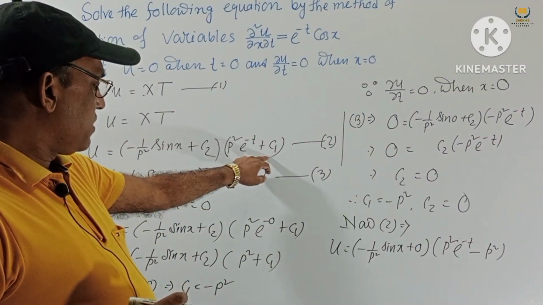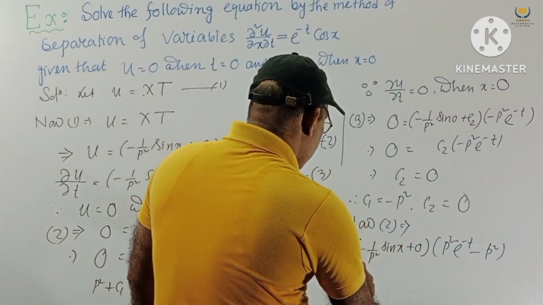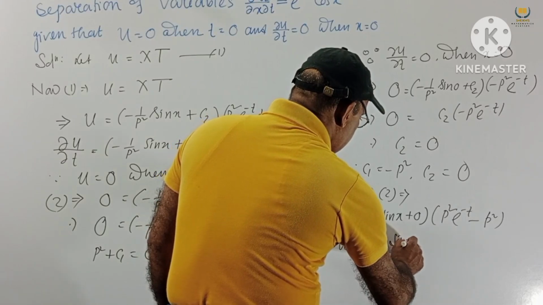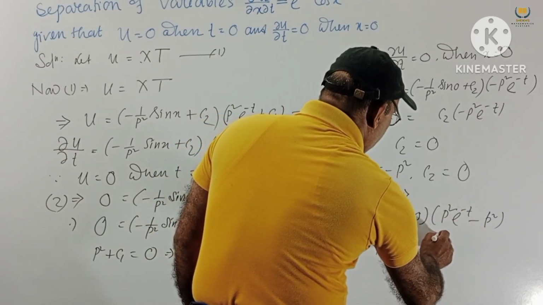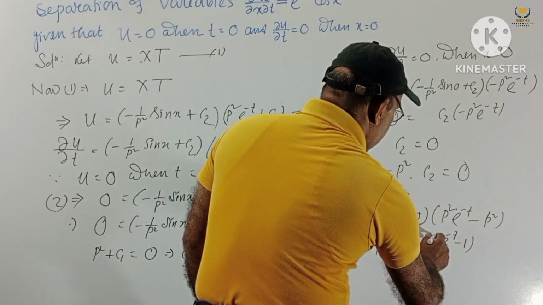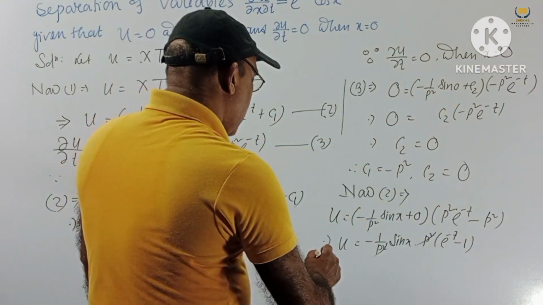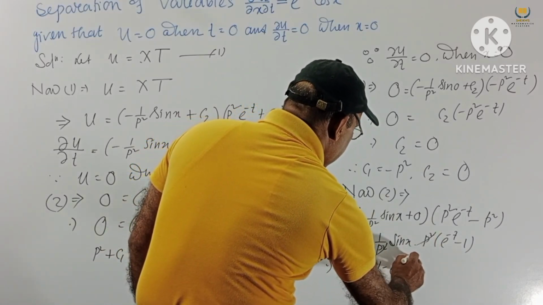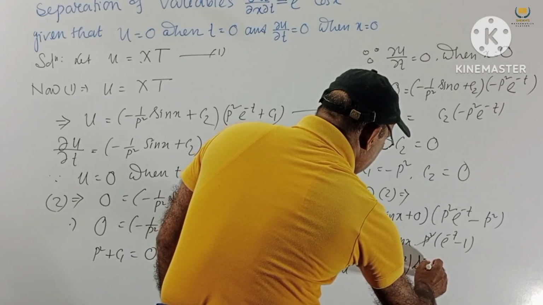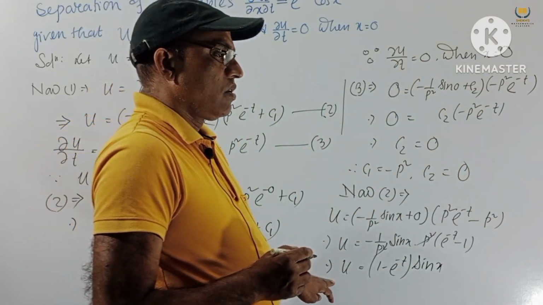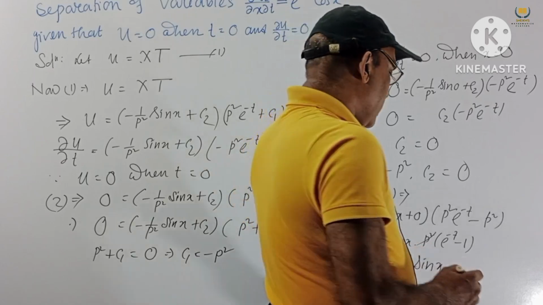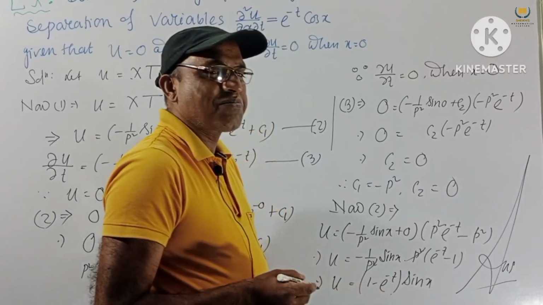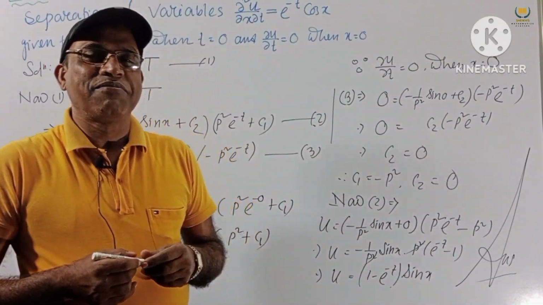C2 means 0 and c1 means minus p square. So this will be u equal to minus 1 by p square sin x, and from this p square is common, e to the power minus t minus 1. This cancels, and if we multiply by the minus sign, then we get 1 minus e to the power minus t into sin x. U equal to 1 minus e to the power minus t sin x, and this is the final answer. So dear students, these are most important, very easy, very interesting also.